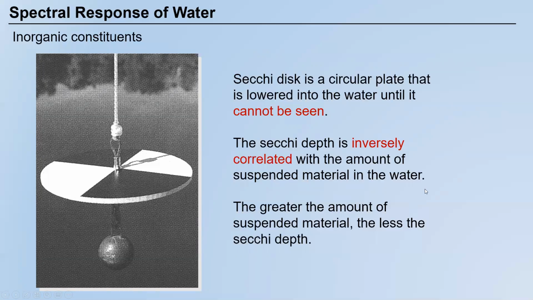But you can see that the Secchi depth is an indirect indicator of the turbidity of the water because it's not the concentration of inorganic constituents. It's just the depth. But it's very convenient. This tool is easy to make and easy to use, but it's not that accurate. We only know a depth instead of the actual concentration of inorganic constituents.